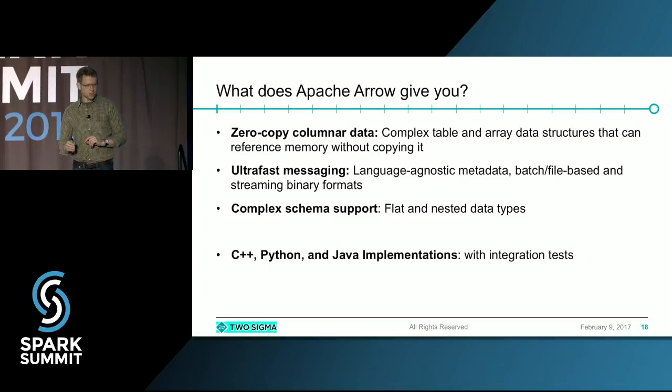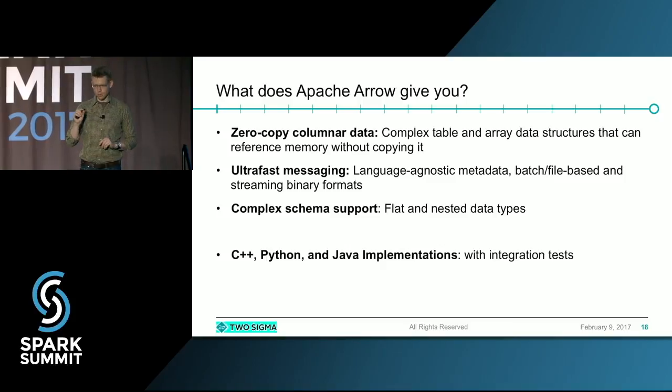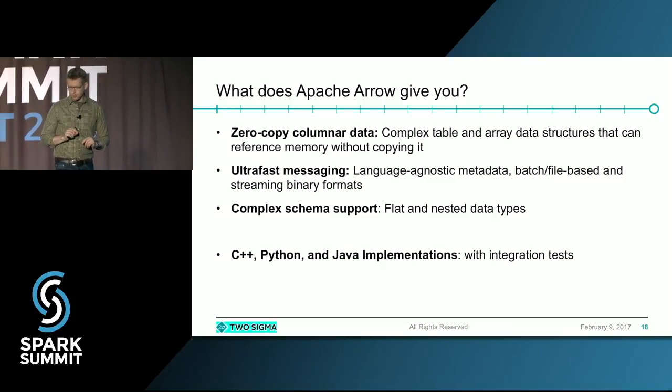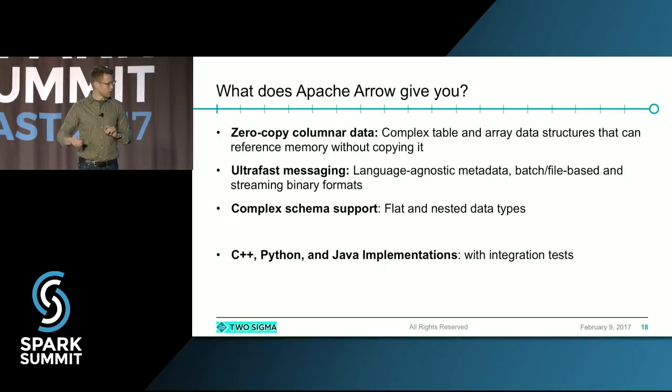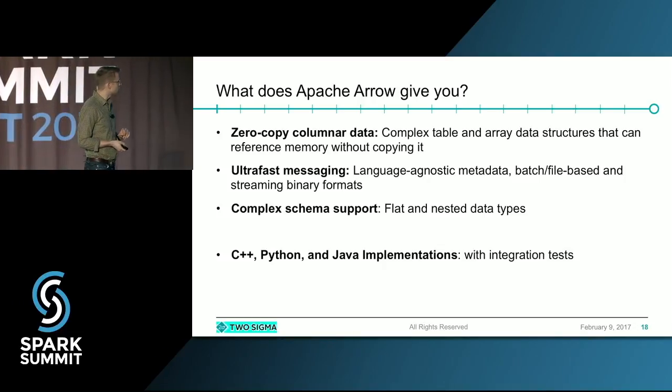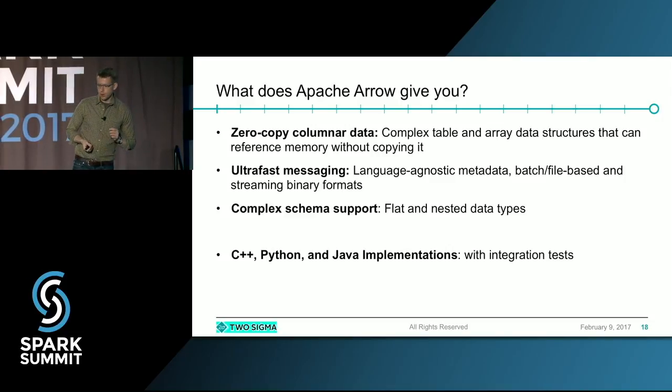So that abstraction and the ability to reference an arbitrary byte stream and do random access on any value in the data set is very, very powerful. On top of that, we've layered a messaging system, which I'll talk more about, which we can push data over the wire at very high speed. And we can represent data that is fairly complex.